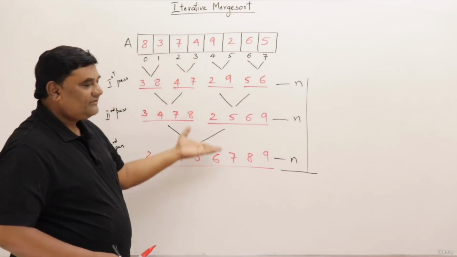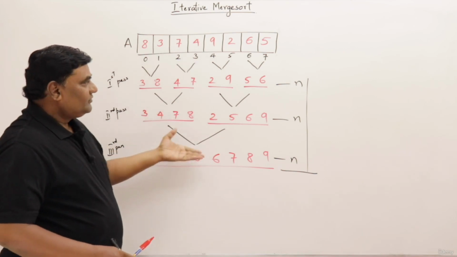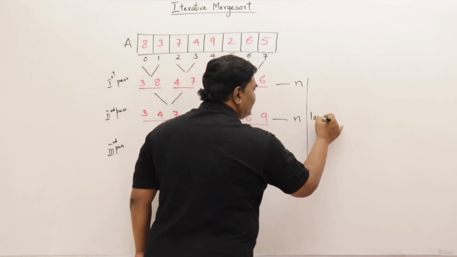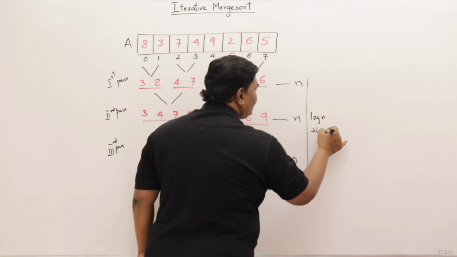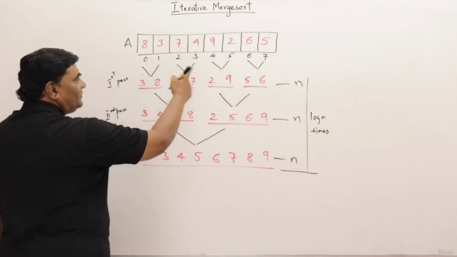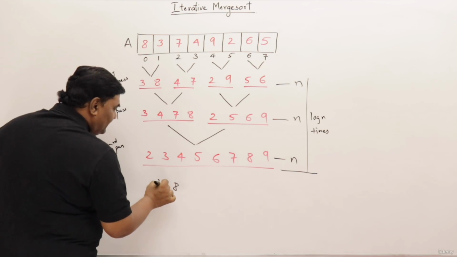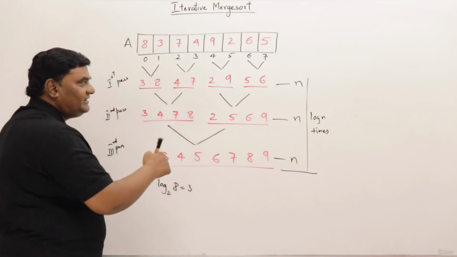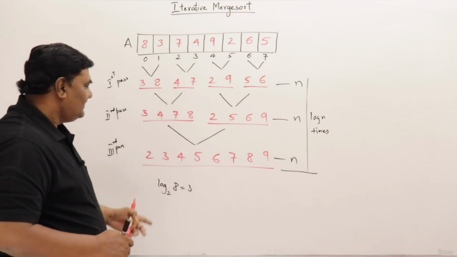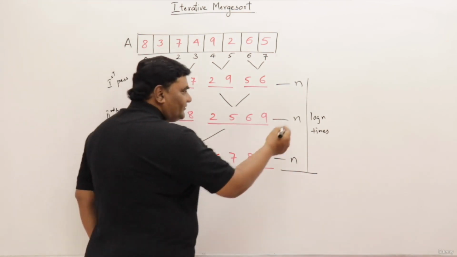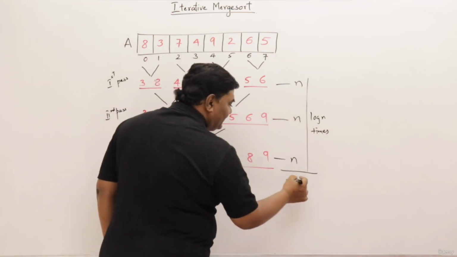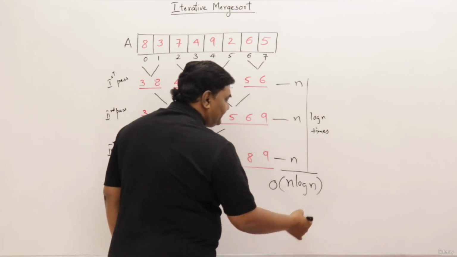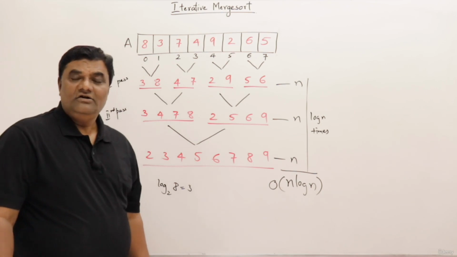So it is same as height of a tree. So height of a tree is nothing but log n. So this is done for how many times? Log n times. Or else there are total 8 elements. Log 8 base 2 is how much? 3. So it is done for 3 times. 3 passes are required. So that's how it is log n. So total time is n, that is done for log n times. So the time complexity is order of n log n.